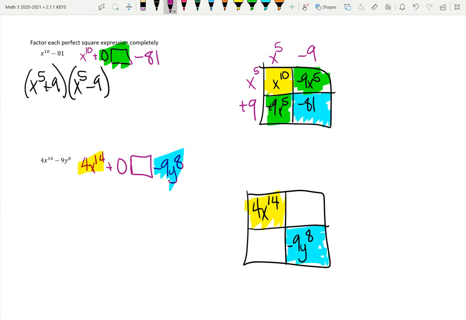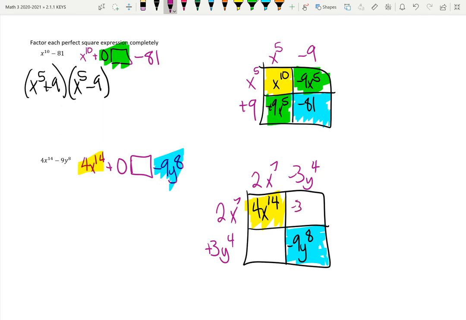So let's play around. How do I make 4? 2 times 2 is 4. How do I make x to the 14th? x to the 7th and x to the 7th. Likewise, for negative 9, I know that negative 3 and positive 3 make negative 9. y to the 4th, y to the 4th make y to the 8th.